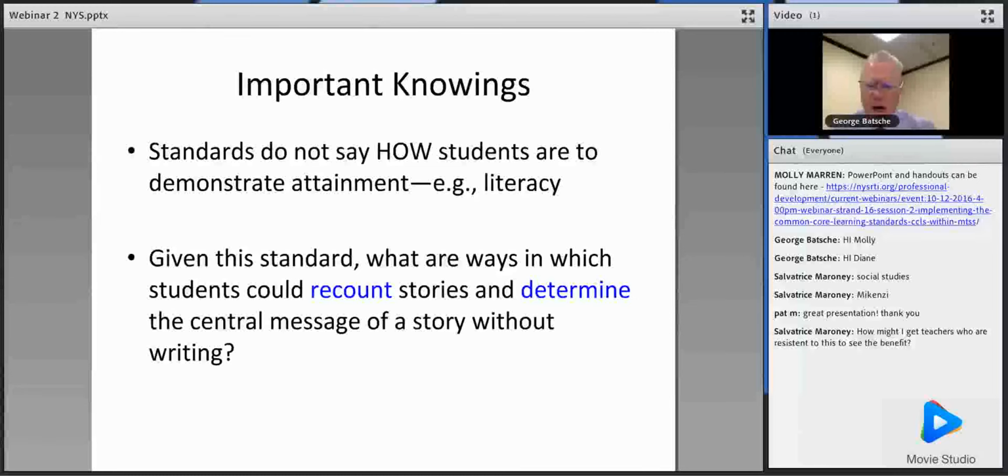That's a really good question. How might I get teachers who are resistant to this to see the benefit? So I'm going to give you an answer that the first part is not going to be as easy as the second part.